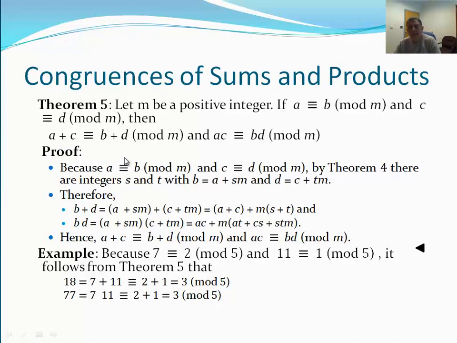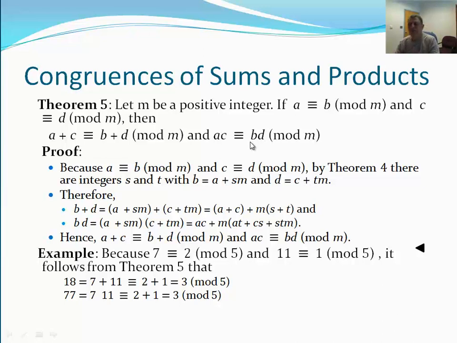Also, this theorem is good to know. Let m be a positive integer. If A is congruent to B mod m and C is congruent to D mod m, then we can say A plus C is congruent to B plus D mod m. And also we can say A times C is congruent to B times D mod m.